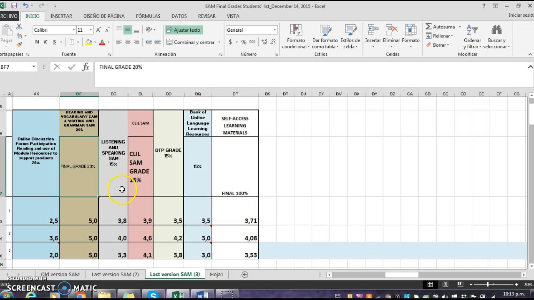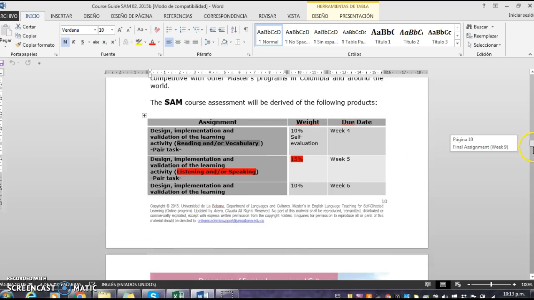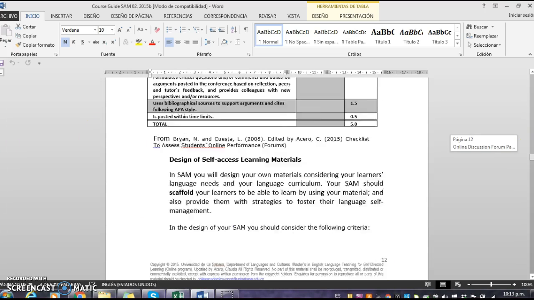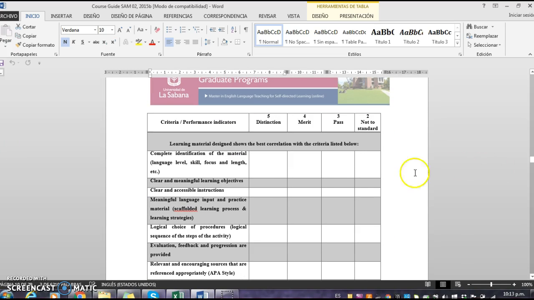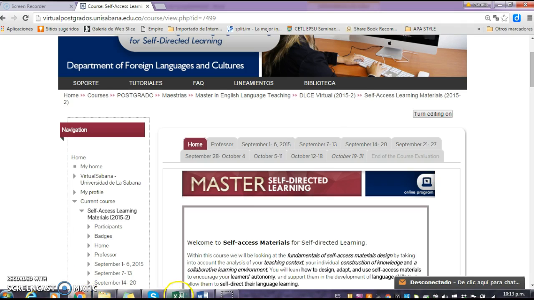The listening and speaking SAM plus the CLIL SAM were evaluated considering the rubric that we have in the course guide. So of course there are some good grades, some regular grades, and even some negative grades, because the rubric, especially in the criteria regarding the scaffolding, the process, or the objectives, or some issues that you didn't include in your SAMs.